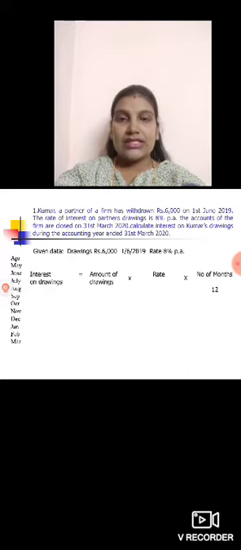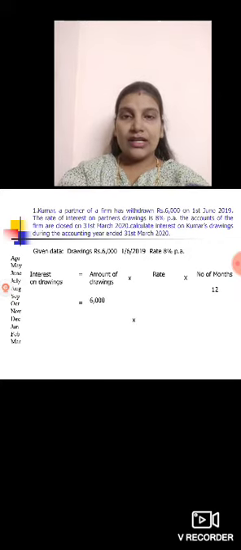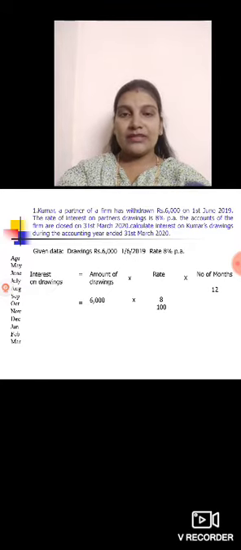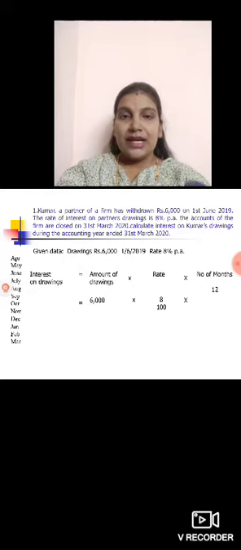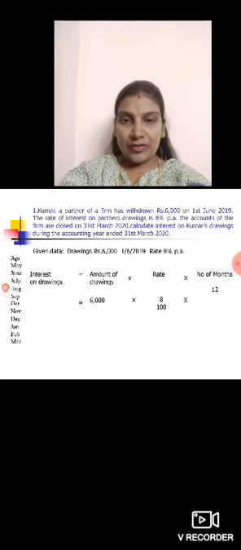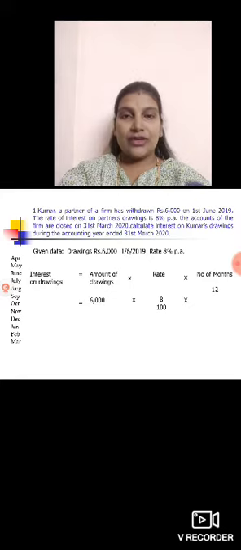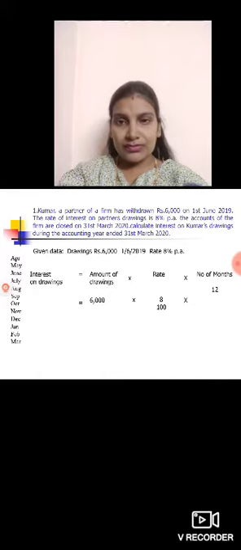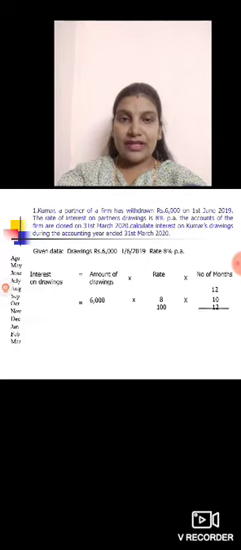What amount has he withdrawn? 6,000 rupees, which you record here. 6,000 into the rate of interest, 8% per annum. 8% means 8 divided by 100. And into the number of months. For the number of months, you have to consider the month in which he withdrew the amount. On 1/6, meaning June, count from June to March: June, July, August, September, October, November, December, January, February and March. How many outstanding months do you get? 10 months. So 10 divided by 12 here.